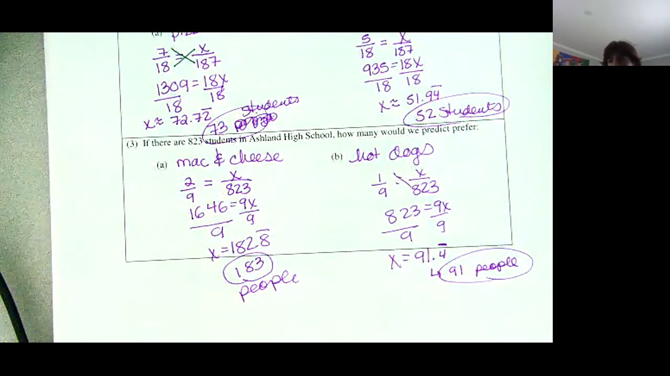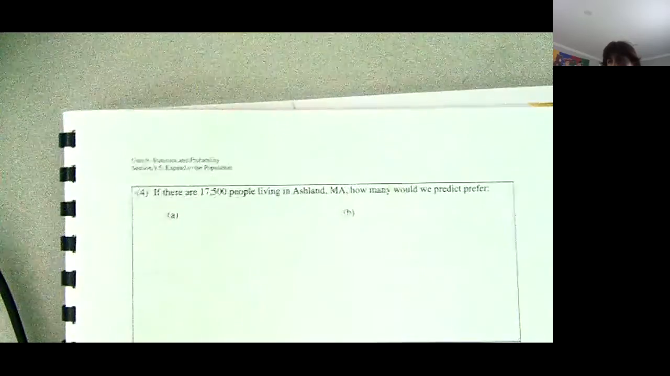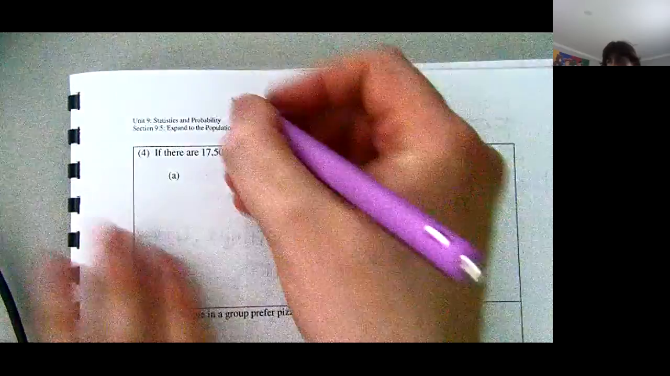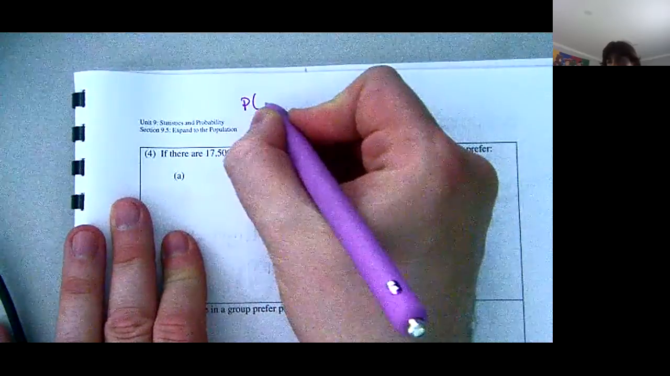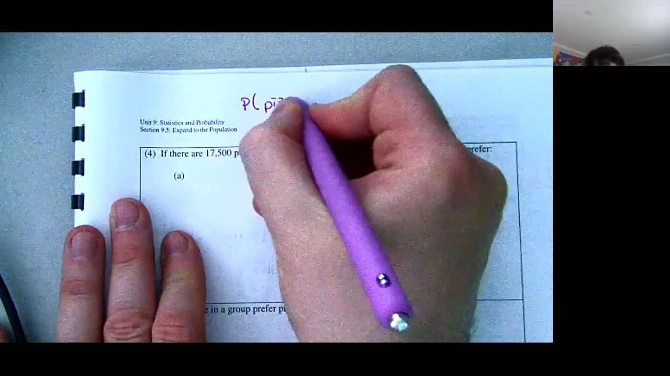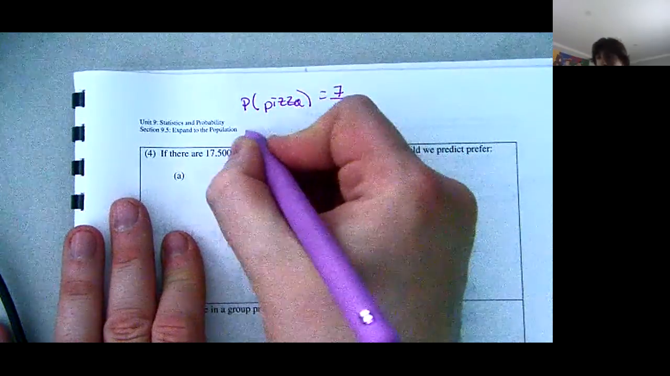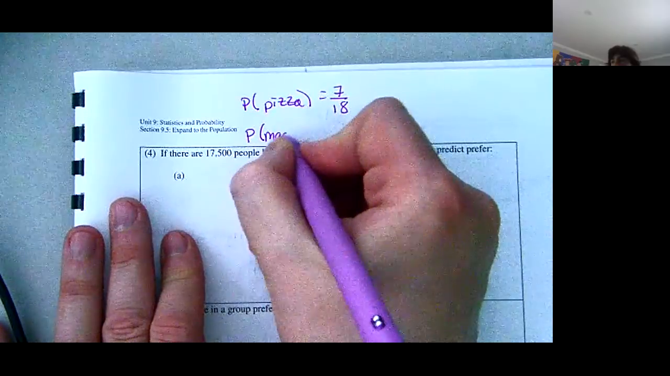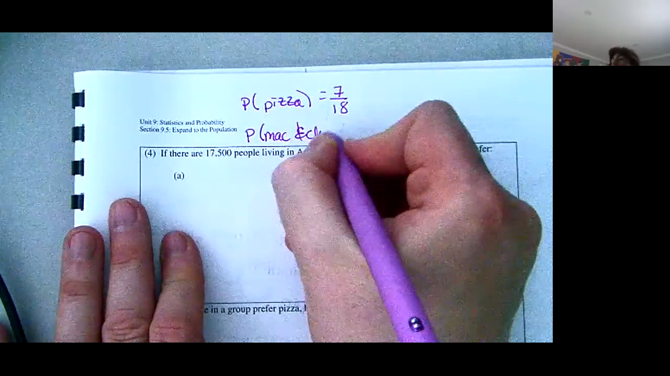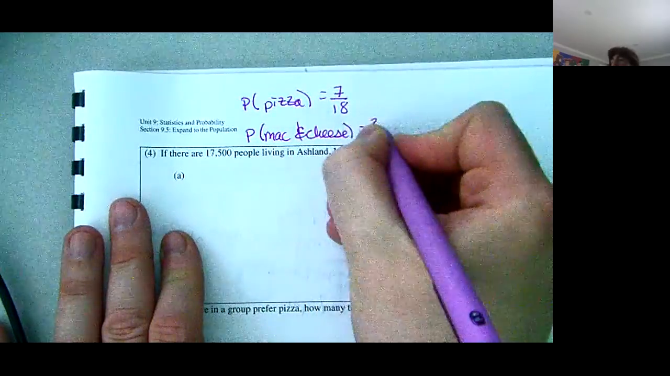One more like this, one more variation, and then we'll do our math break. Turn the page. I think I should write some probabilities on the top. The probability that someone prefers pizza is 7/18. You may want to copy these over just so you're not flipping back and forth. The probability they prefer mac and cheese is 2/9.